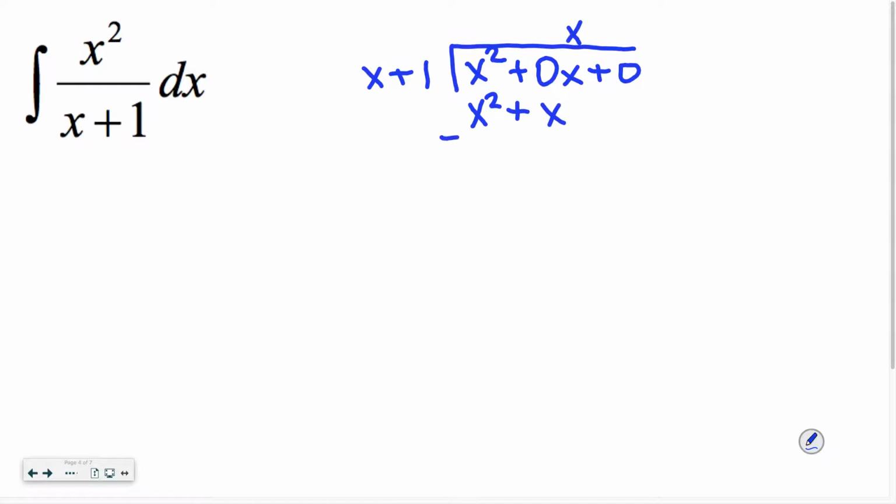And then it would be negative 1. Wait, where'd the x come from? The x squared plus x come from? Oh, you moved the... We multiply these and subtract. Oh, okay.